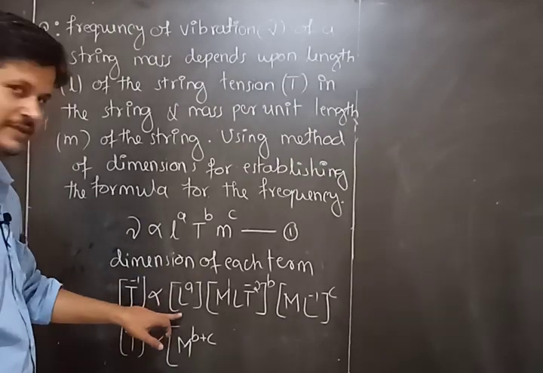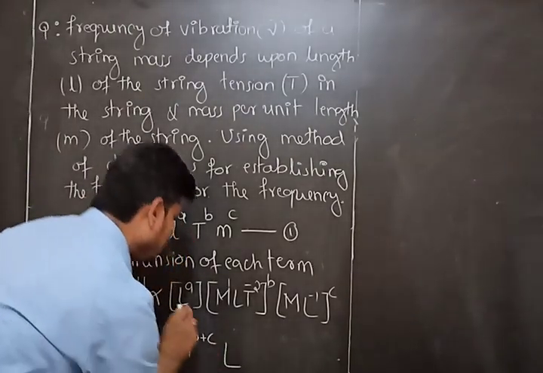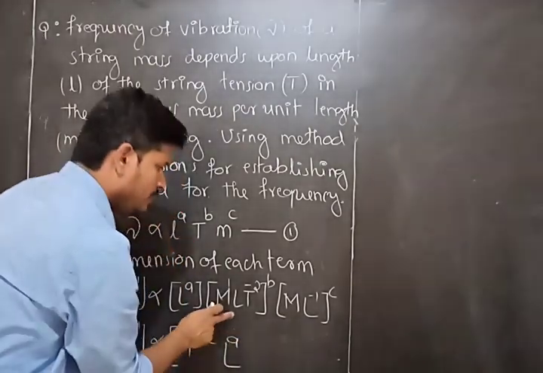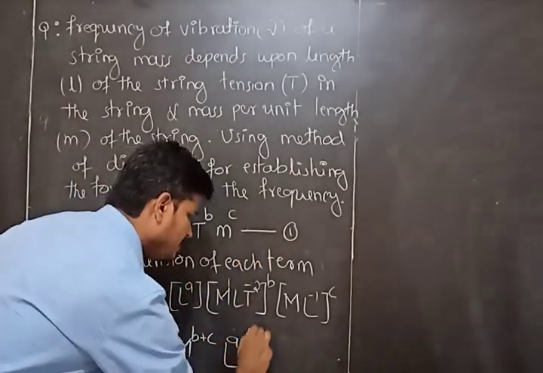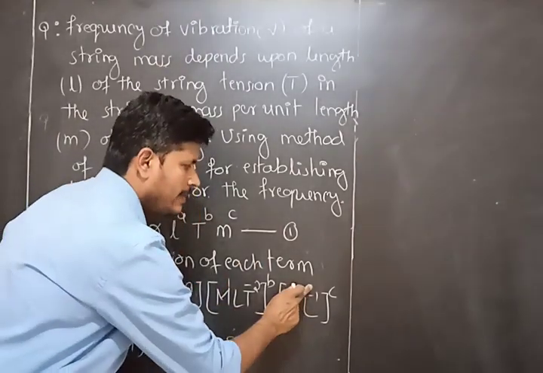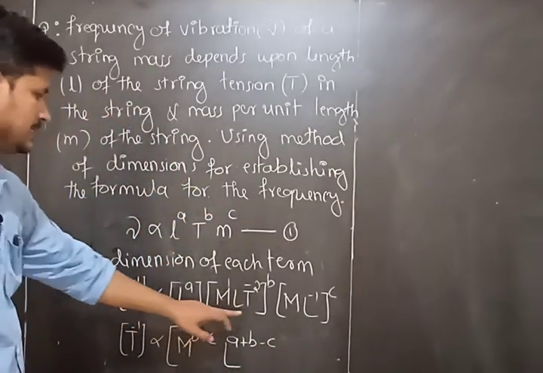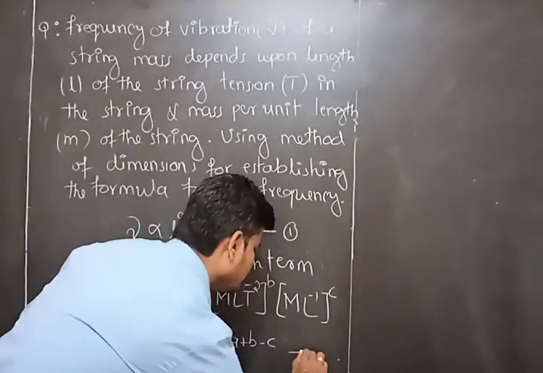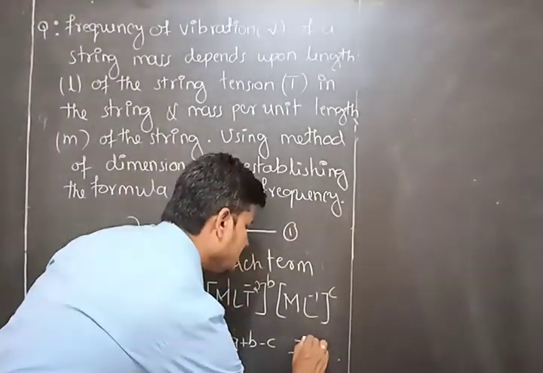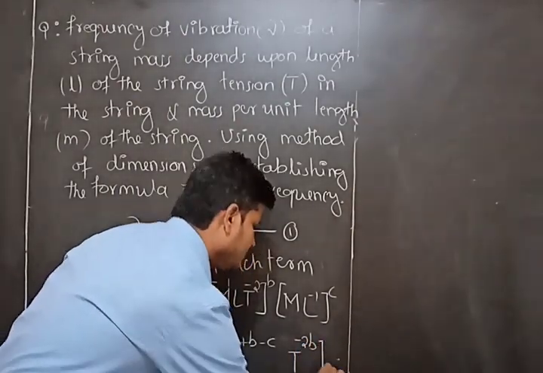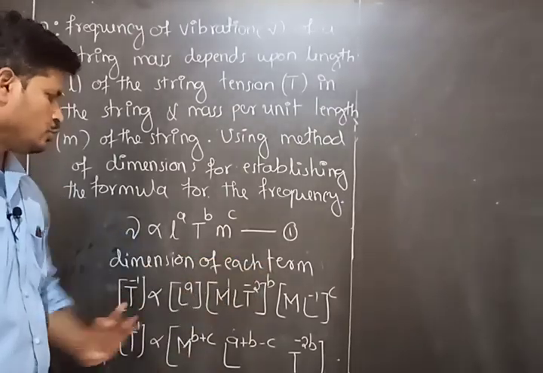Next, write down the terms of L: L raised to A into L raised to B, that means plus B, L raised to minus 1 into C, minus C. Last, T raised to minus 2 into B, that is minus 2B.